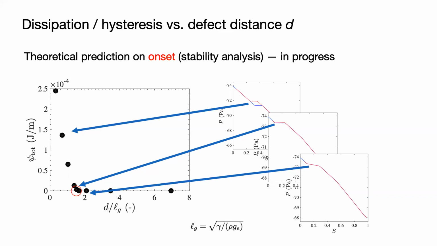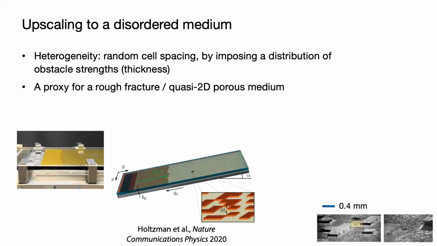Okay, so I owe you the explanation for the energy balance, but first I want to show some of the results for the disordered medium. And the disordered medium, as you would expect, is just realized with a bunch of these copper defects experimentally. So we populate them randomly or by imposing some distribution, and we get this random cell spacing.